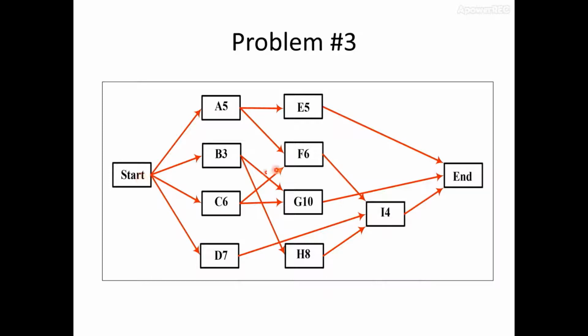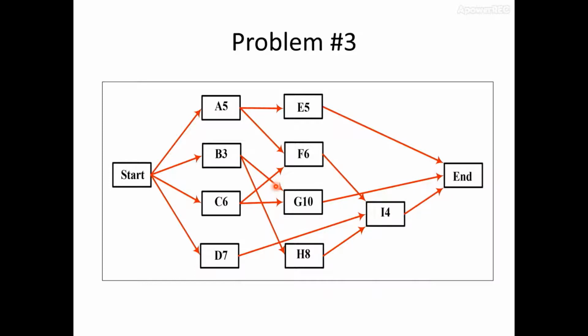Activity start-C-F-I-N, it will take 6 plus 6 plus 4 equal 16 weeks to finish. For activity start-C-G-N, it will also take 16 weeks to complete. For activity start-D-I-N, it will take 7 plus 4 equal 11 weeks to complete.